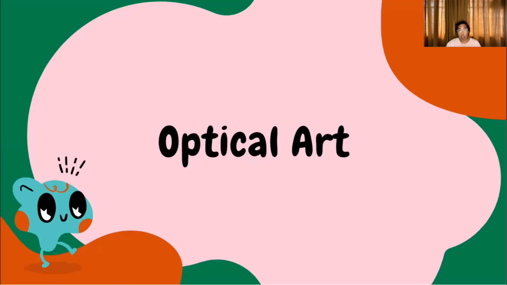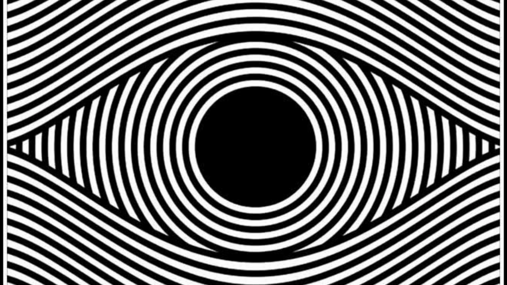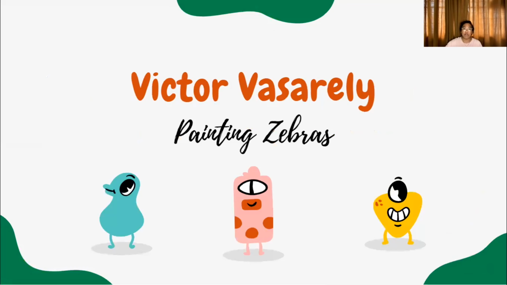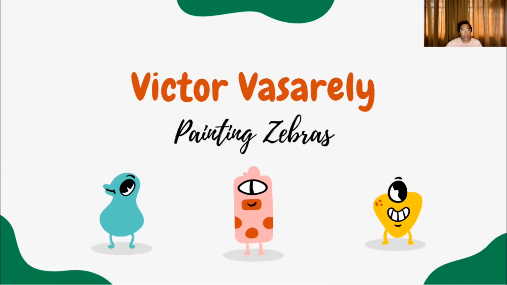Let's have optical art. So optical art class, it is abstract with many better known pieces created in black and white. So hindi tulad ng mga previous nating art movement, they were using bold colors. Okay? Dito sa optical art, they were just using plain black and white. So the artist under this artwork is Victor Vasarely. And this painting is entitled The Painting Zebras.